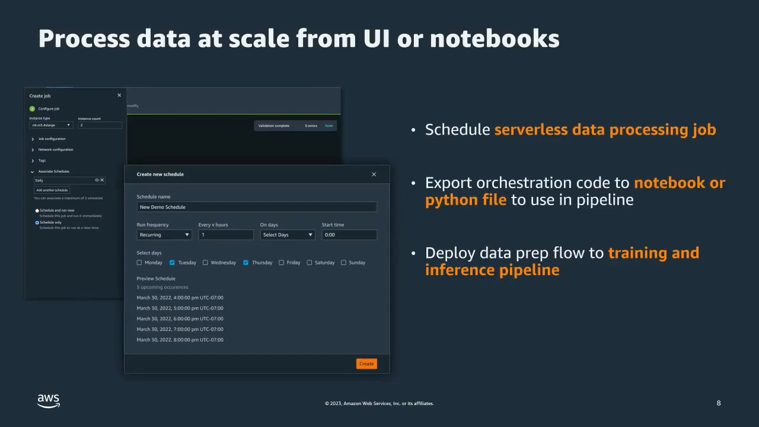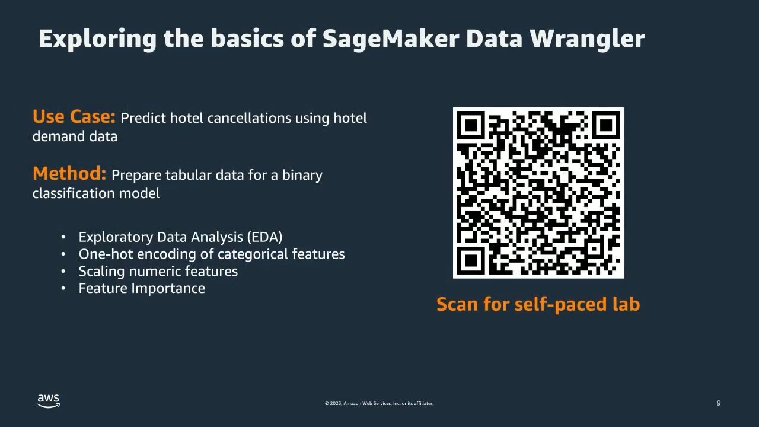But you can also pivot and take a code first approach by using a notebook or a Python file with all of the orchestration code and the data recipe from the visual data prep workflow that you built in Data Wrangler. So with that quick introduction to Data Wrangler, I'll hand it over to Charles to walk you through the basics of Data Wrangler, following a use case around predicting hotel cancellations.